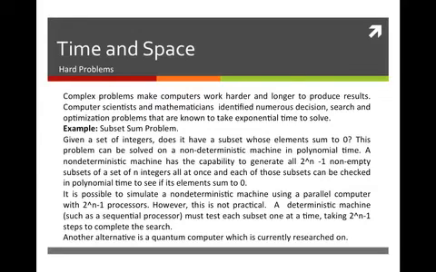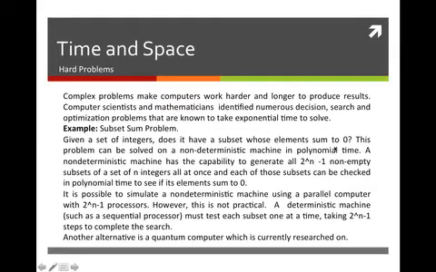So in brief, these complex problems drain computers. And computer scientists and mathematicians identified numerous decision, search, and optimization problems that are known to take exponential time to solve. And here's an example of such a problem, which is called the subset sum problem. We talked about satisfiability in class, so I offer here a different problem, which is in the same class of problems. So given a set of integers, these could be positive or negative, does it have a subset whose elements sum to 0?